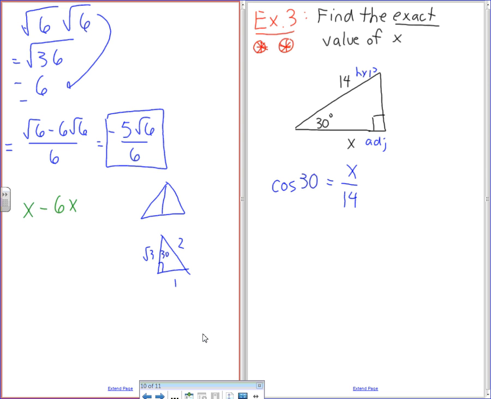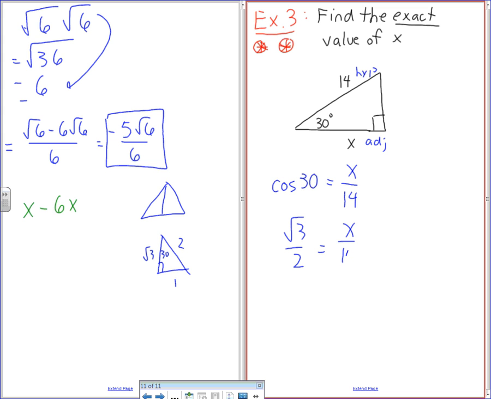Okay, so I'm going to say that root 3 over 2 is x over 14. That's wonderful. How do I actually solve for x? What do I do then? Multiply by 14. So it's going to be 14 root 3 over 2 is x, which I'm going to call over here x equals 7 root 3. Because that's what it equals here.